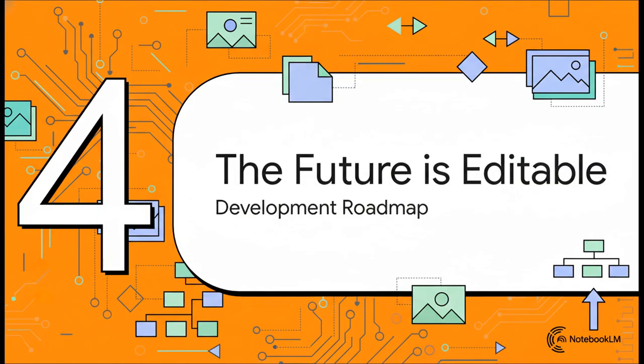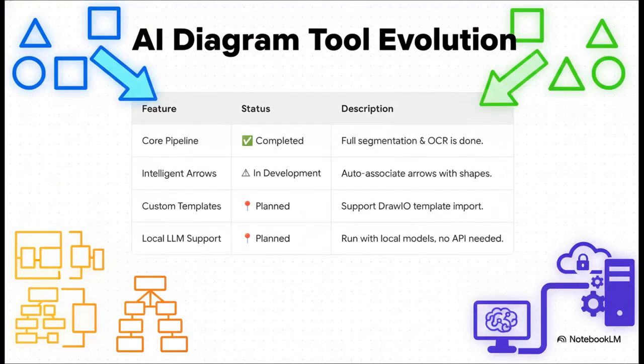And believe it or not, this is really just the starting point. The team behind Edit Banana is already looking ahead, and they've laid out a whole roadmap for where they want to take this. So as you can see, the main engine, the core pipeline, is done. What they're working on right now is something they call intelligent arrow connection. This is a huge one. It'll make arrows automatically snap to the right shapes, which is a big deal for usability. Further down the road, they're planning to let you use custom templates and, this is really cool, support local AI models. That means more privacy and you won't need an internet connection.